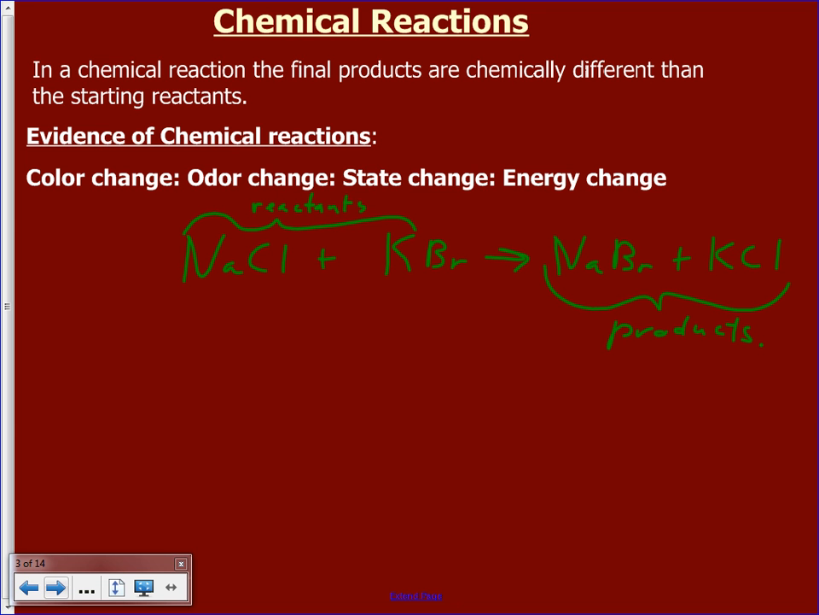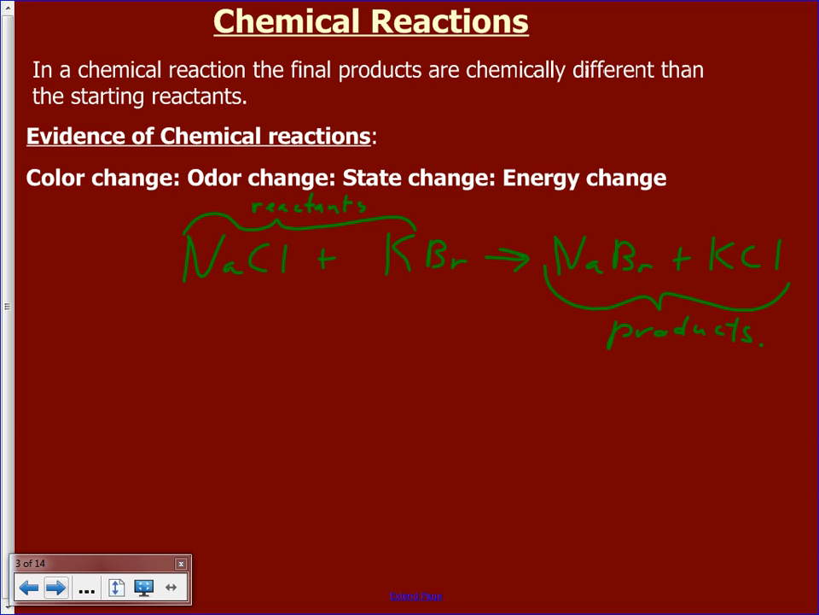Now, I have the same elements on both sides. I've got sodium on both sides, I've got potassium on both sides, chlorine and bromine on both sides. But are the compounds I have the same? They're not, right? On this side I have sodium chloride and potassium bromide, and on this side I have sodium bromide and potassium chloride. Are these things chemically different from what I started with? They are. They're no longer paired up with the same people that they were paired up with on this side. They will have different physical and chemical properties than the stuff that was initially in the reaction. Does everyone follow me on that?